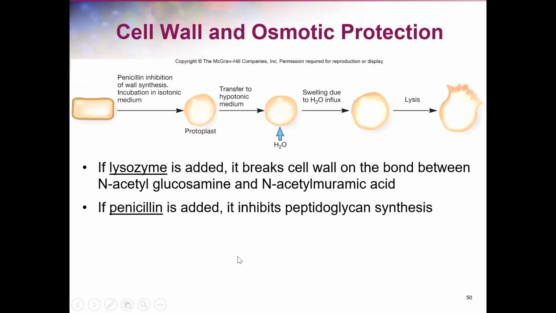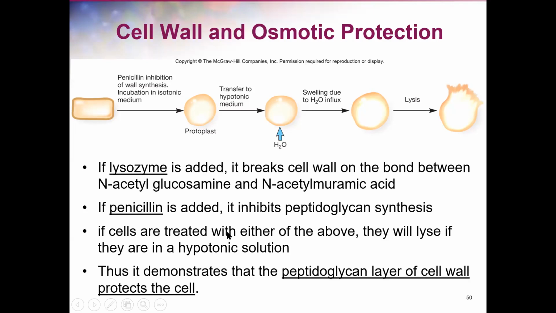So here is an experiment to confirm what role the cell wall plays. If you remove the cell wall, so that only the cell membrane, cytoplasm, and the organelles remain, we call those cells protoplasts. So basically, cells without a cell wall.